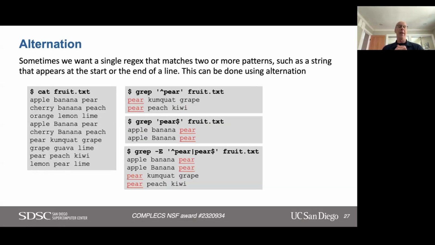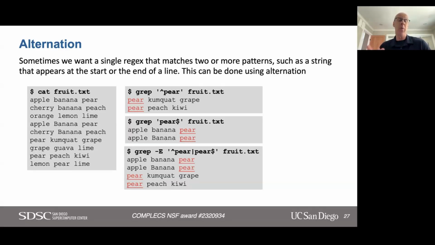And let's talk about alternation. So we've seen a few examples of alternation already. Sometimes we want a single regex that matches 2 or more patterns. Let's look at an example, since we just introduced anchors, where a string appears at the start or the end of a line. And this can be done using alternation.